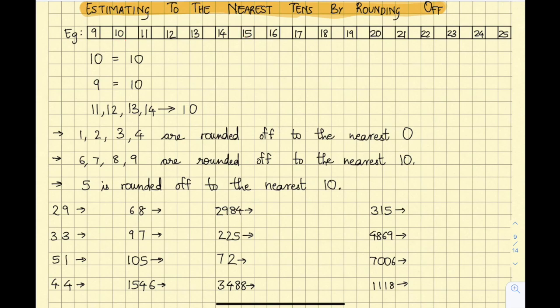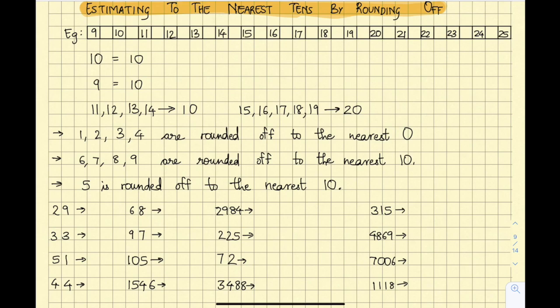So therefore 15, 16, 17, 18, 19 will be rounded off as 20. This is done just for our convenience. 15, 16, 17, 18, 19 are all rounded off to the nearest tens, that is 20. And why do we do this? This is done just for our convenience and to make the task easy and simple.